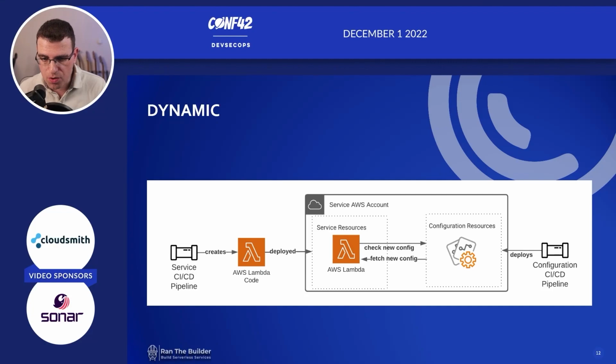Dynamic, on the other hand, is a bit different. I still have my service CI/CD pipeline. I still create my Lambda zip file, and I deploy it to AWS. However, the Lambda does not have the configuration statically in its zip file. It uses an API call to fetch the configuration from an external resource, some configuration resource that is deployed by another CI/CD pipeline, a dedicated CI/CD pipeline just for the configuration. So if I want to make a change to the Lambda behavior, all I need to do is deploy the configuration CI/CD pipeline, which is much quicker. It has fewer tests and fewer resources to deploy. Then when the Lambda checks for the new configuration, it gets the new values and changes the behavior accordingly.